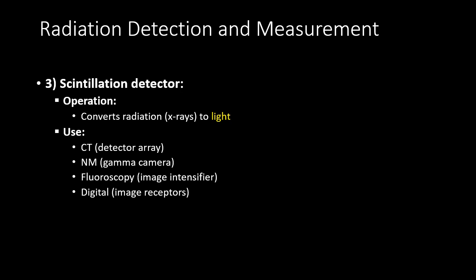The scintillation detection by operation is going to convert radiation, specifically X-rays, to light. It has many uses in the diagnostic radiology areas, but one of those is digital, where we have cesium iodide that converts X-rays to light.